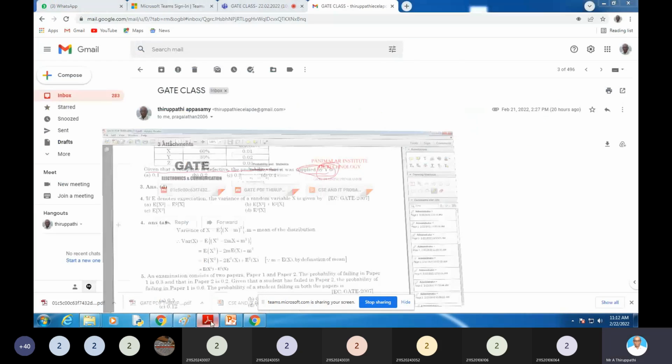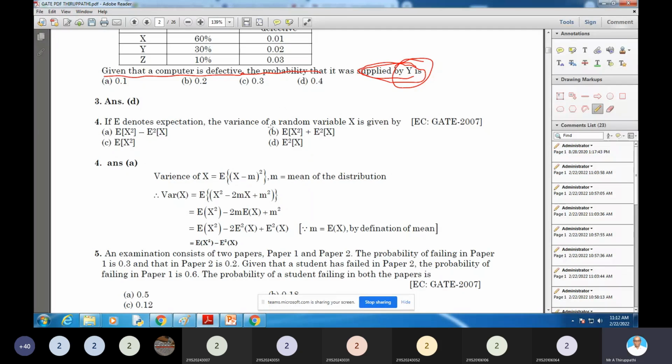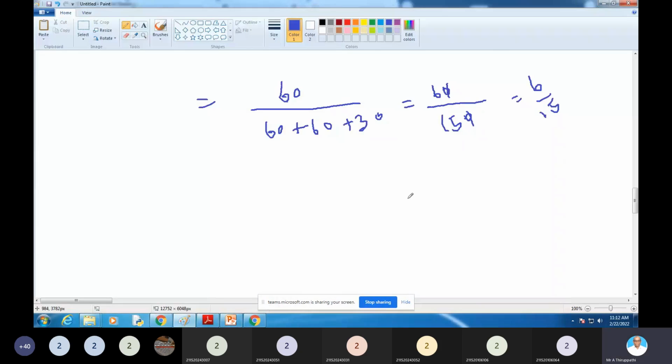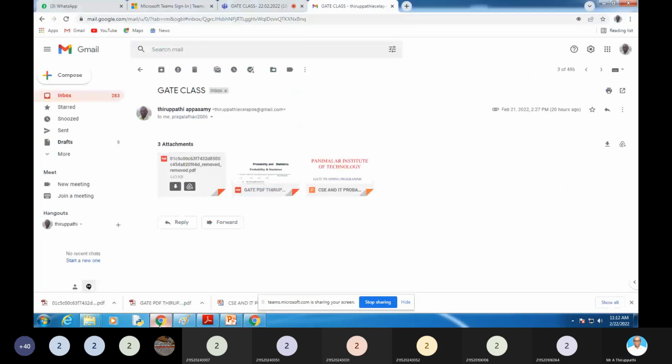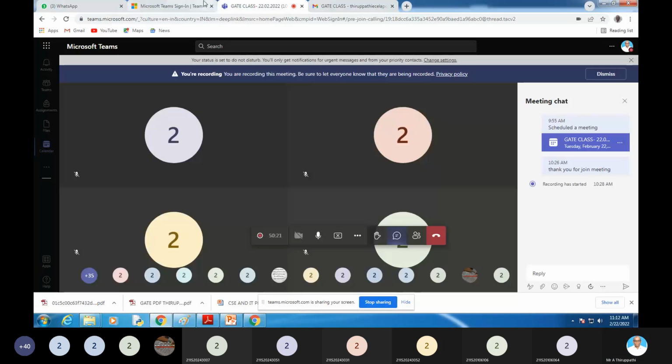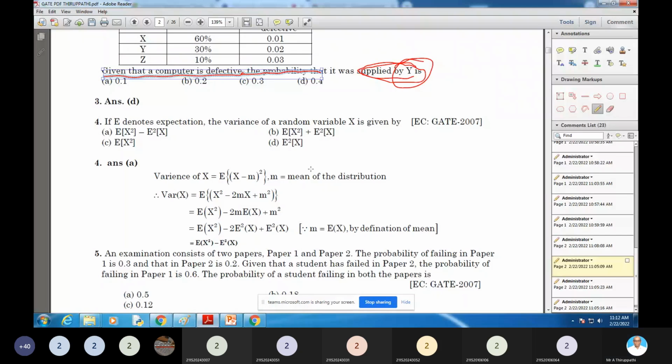Okay, 6 by 15. After simplification, 6 by 15 is equal to 0.4, since 4 into 15 is 60. So the answer is equal to 0.4. Okay, any doubt?